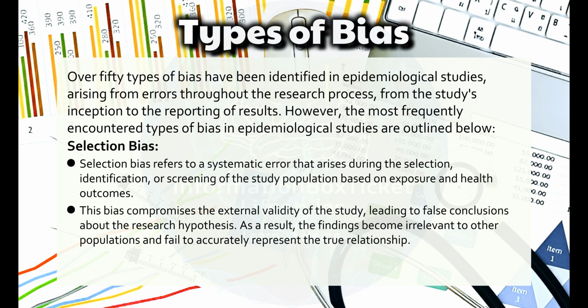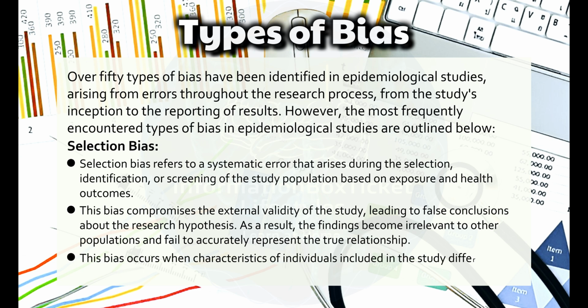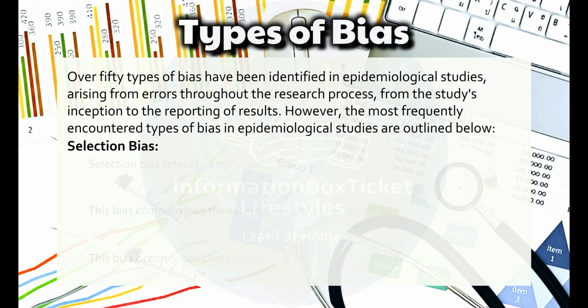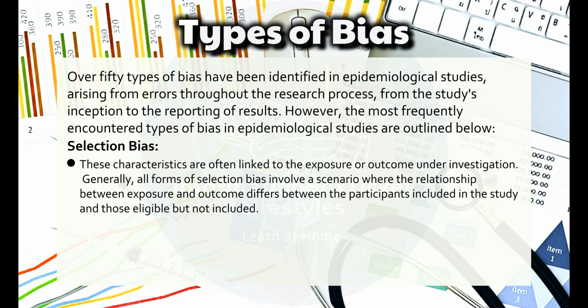This bias compromises the external validity of the study, leading to false conclusions about the research hypothesis. As a result, the findings become irrelevant to other populations and fail to accurately represent the true relationship. This bias occurs when characteristics of individuals included in the study differ from those of the population to which the findings are intended to apply. These characteristics are often linked to the exposure or outcome under investigation. Generally, all forms of selection bias involve a scenario where the relationship between exposure and outcome differs between the participants included in the study and those eligible but not included.